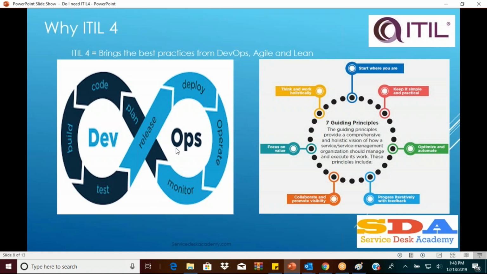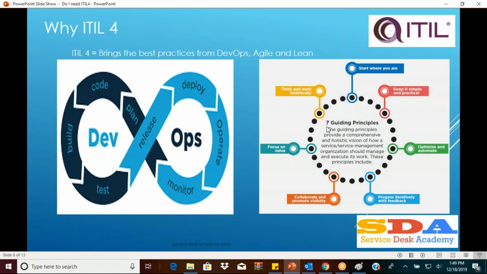So this is a new approach which got incepted in probably 2008 or 2010, something like that, right? This approach has really got great popularity, and it also delivered great results to organizations, right? So ITIL 4 has brought in these best practices from DevOps and Agile.